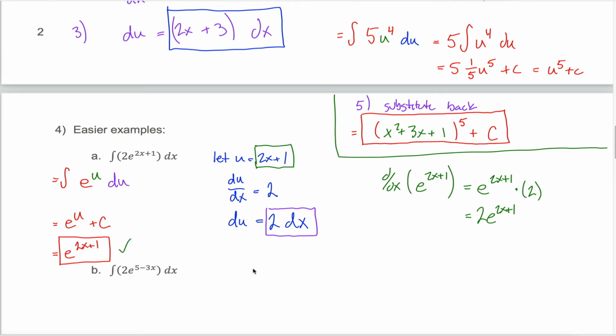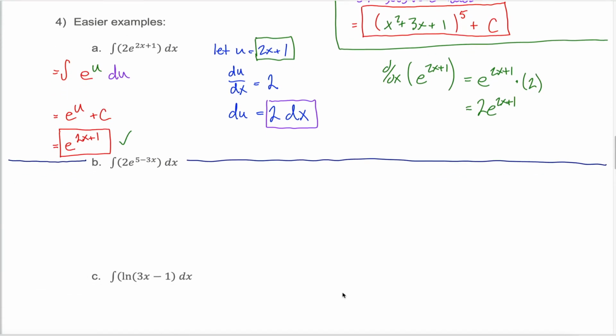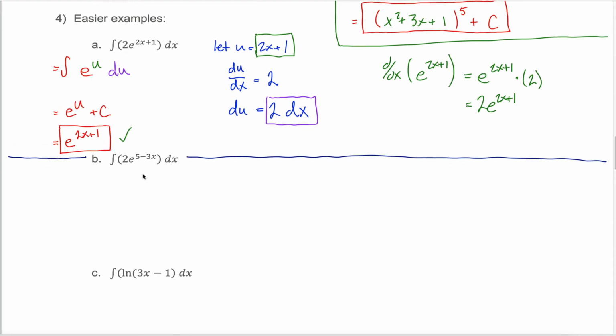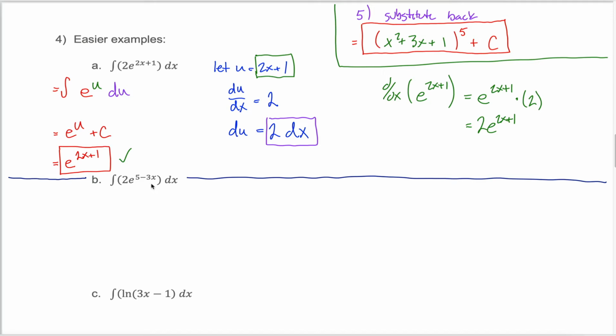Sounds like I got the right answer. Let's do another one of these. What if we were taking the derivative of 2e to the 5 minus 3x? You might already have a guess for what u should be equal to. I'm just going to tell you, we're going to let u be equal to 5 minus 3x in this problem.